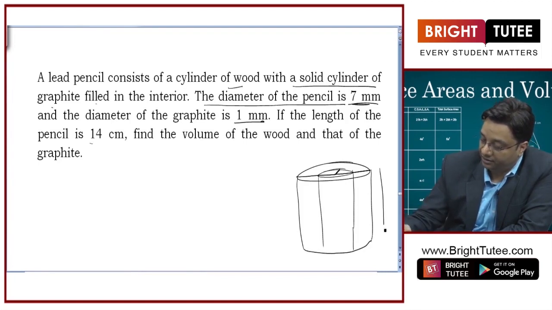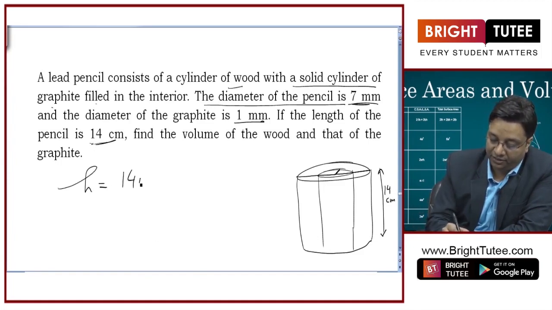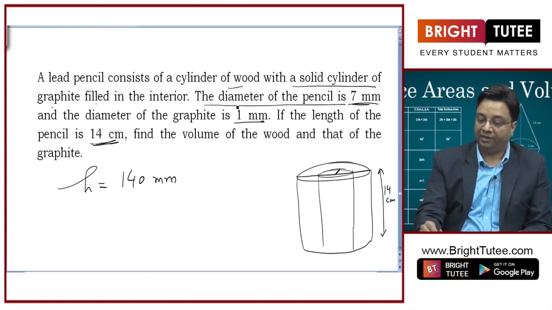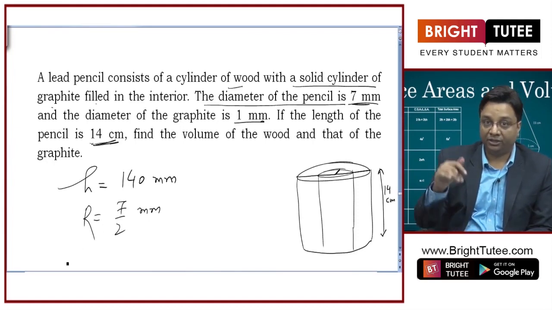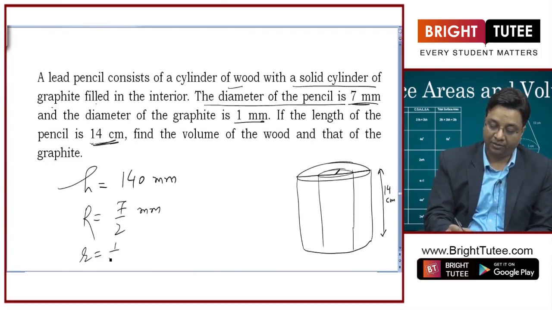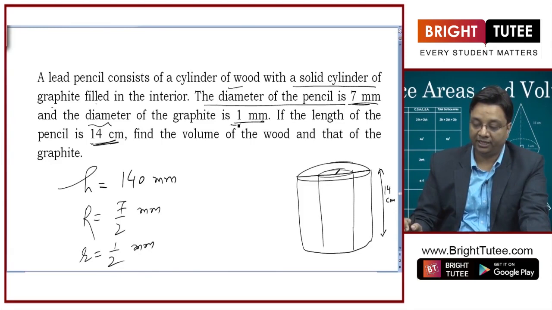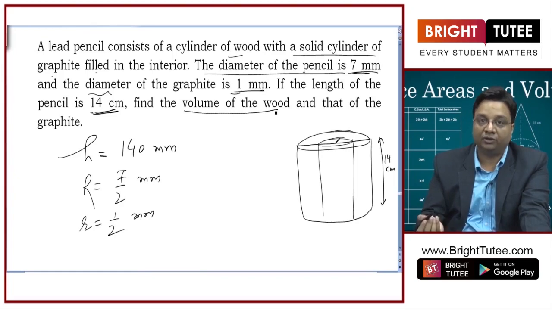So this length is 14 centimeter. If I want to convert it into mm, I will write the length, or h, as 140 mm. I will multiply it with 10 to convert it into millimeters. And diameter of pencil, so outer radius, is 7 by 2 mm. And diameter of the graphite, which is on the inside, so inner radius is equal to 1 by 2 mm. These are the diameters, right? I have divided by 2 to obtain the radii. Now length is given, so everything is given. Find the volume of wood and that of graphite.